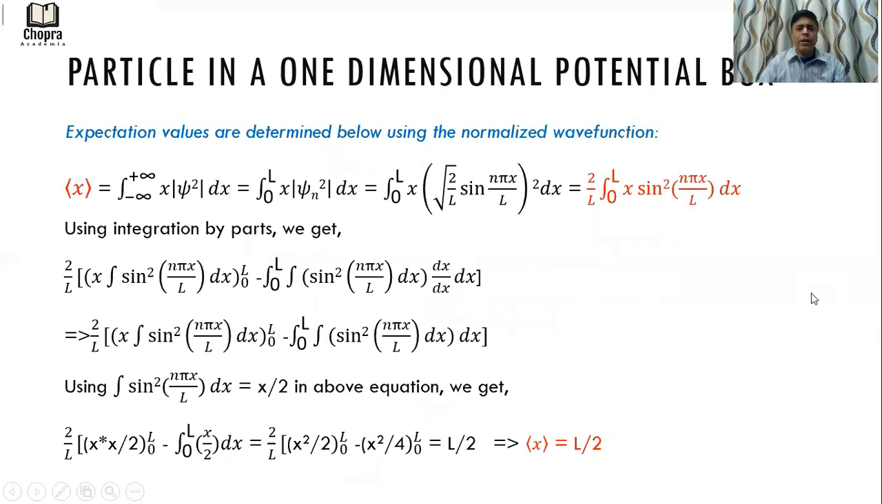Now we continue with finding the expectation values for our case of a particle trapped in a one-dimensional box. Please remember, we have already normalized the wave function. Why do I say so? Because if you remember the definition of expectation value, in the denominator we had the integration from minus infinity to plus infinity of psi star psi dx. But that factor will be equal to 1 if we directly use the normalized wave function.